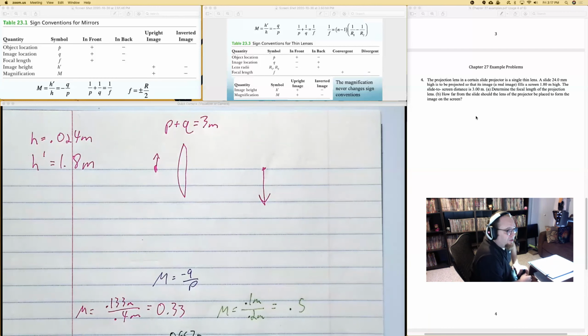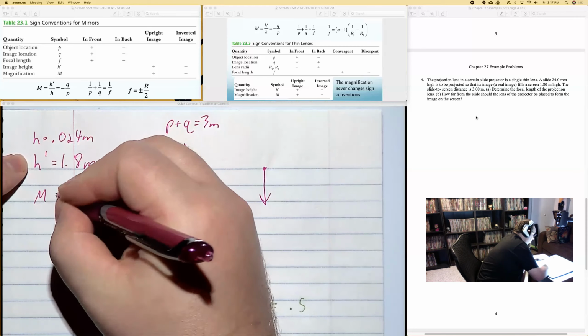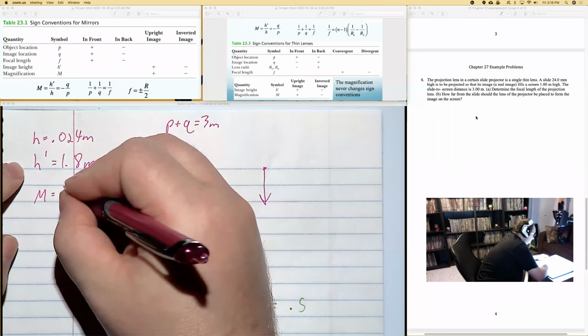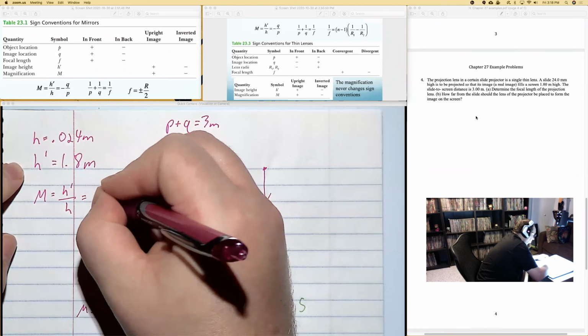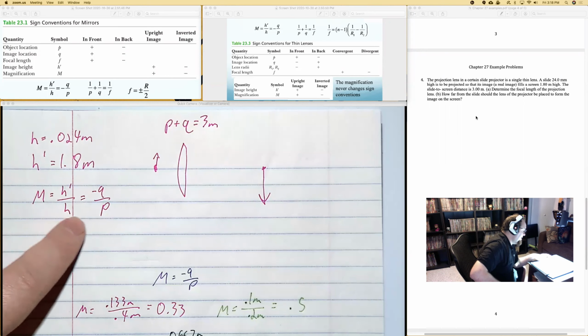So first bit, determine the focal length of the projector. Well, to determine the focal length, I need P or Q, and I only have P plus Q. But I also have this. And this says the magnification, in general, is H prime over H, or negative Q over P. And you see, I can set these equal to each other.